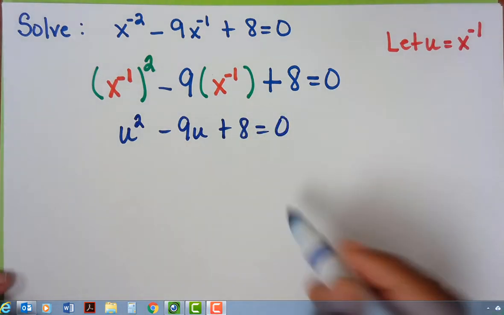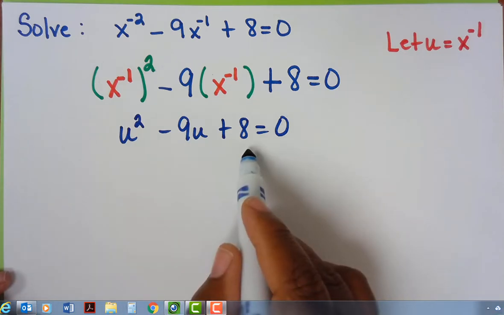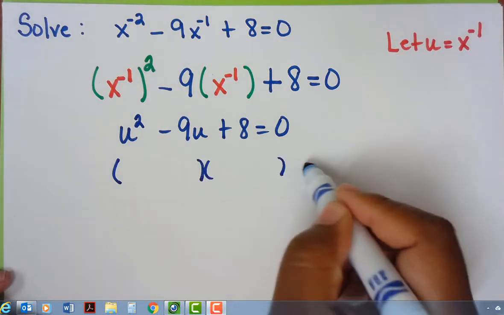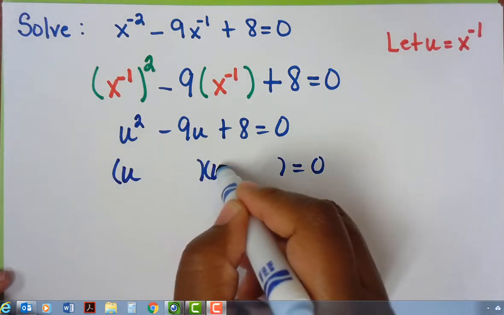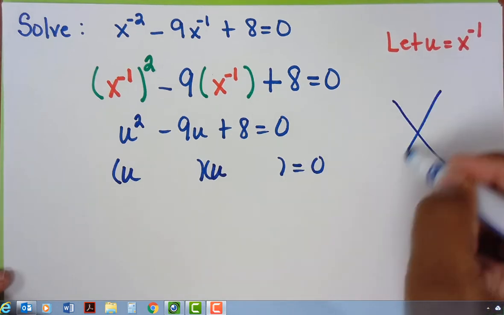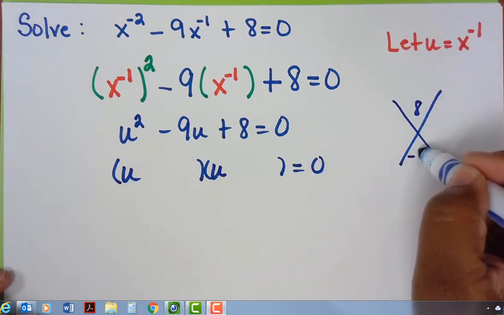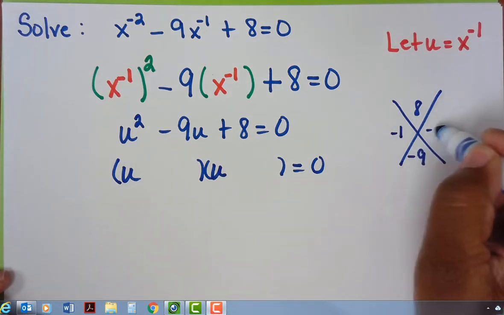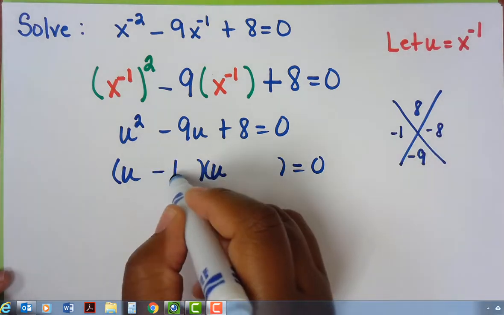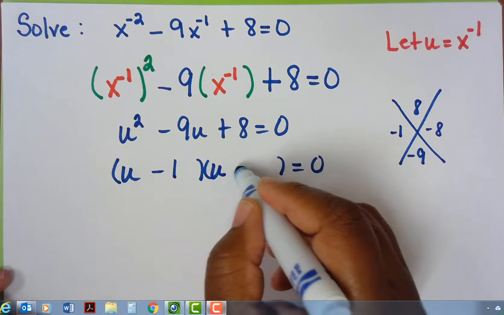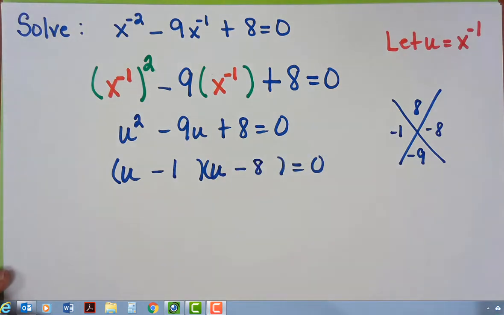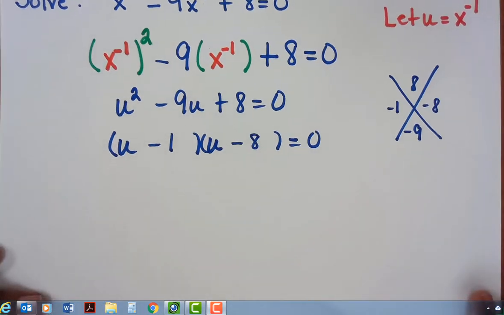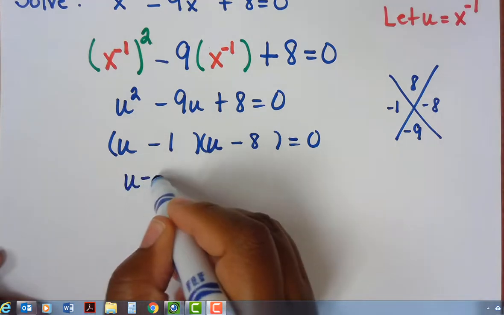And then we're going to solve, and just by looking at this equation, we can solve by factoring. So let's set up our template, and we have u and u, and we're looking for factors of positive 8 that when we add those factors we get negative 9. So that would be negative 1 and negative 8. So we have u minus 1 times u minus 8. We're going to set each factor equal to 0 and solve.